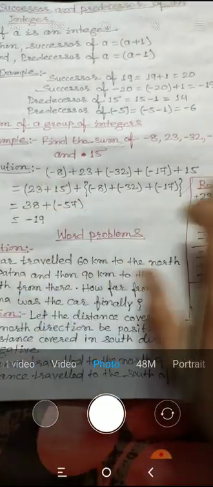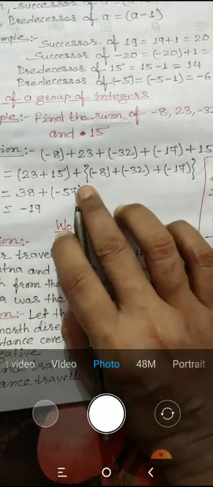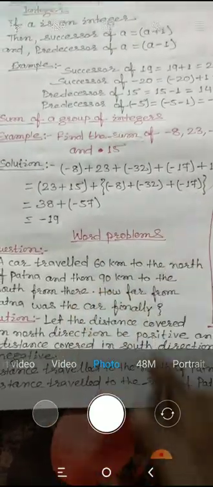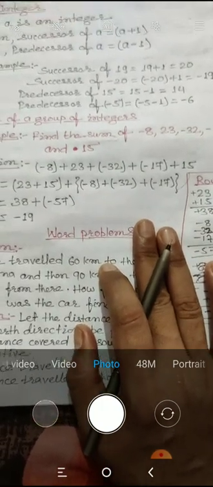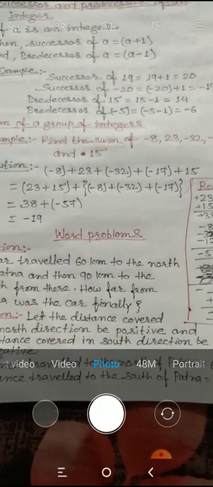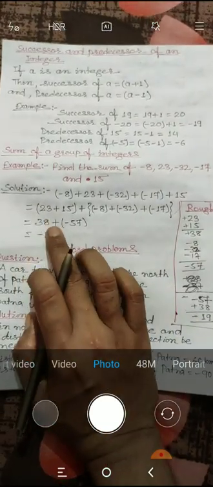Now the remaining integers, which have a negative sign, you also collect together. I have collected all the negative integers in a curly bracket: minus 8, minus 32 and minus 17. You already know the rules I explained: in rule number 1, if they have the same sign, you find the sum and put their common sign. Here is the rough work: 23 plus 15 equals 38. The sum is 38 and their common sign is plus, so plus 38.